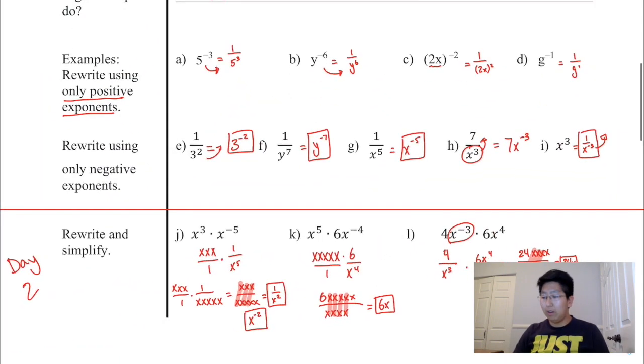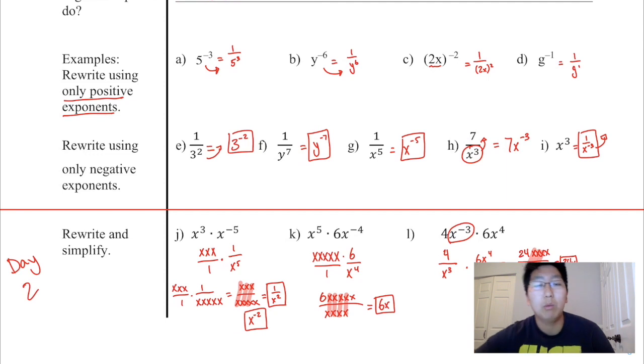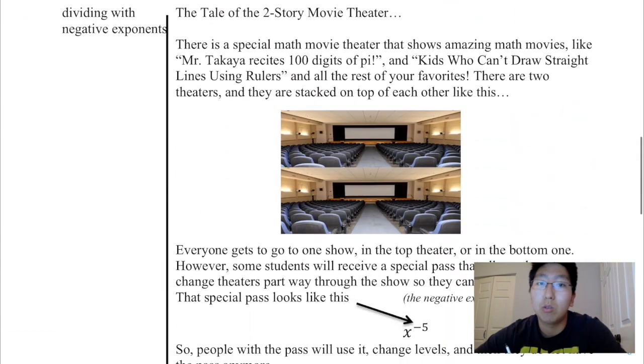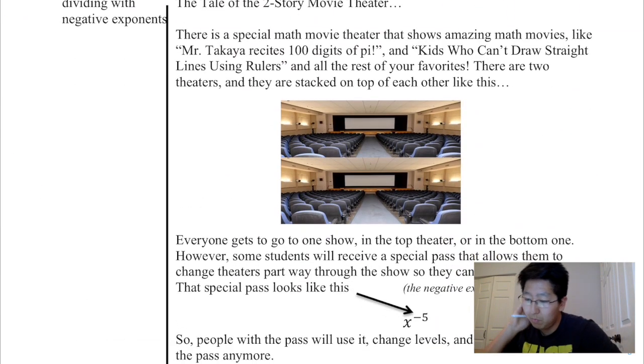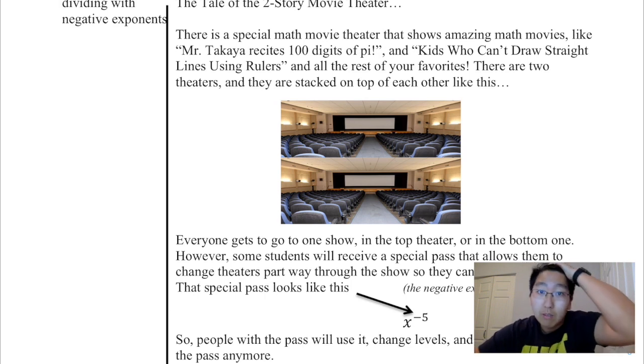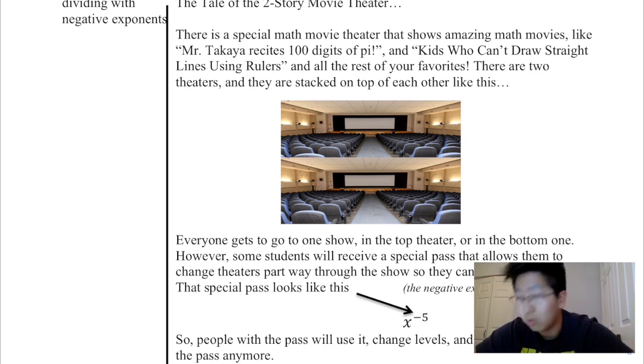All right, so those are the problems, just to refresh what we talked about and apply what we're doing. Now I'm going to tell you a story, so let's scroll down here. When we're dividing with negative exponents, I want you to think of this to help you learn negative exponents. So let's take a look. Let's read it. It says, the story of the two-story movie theater.